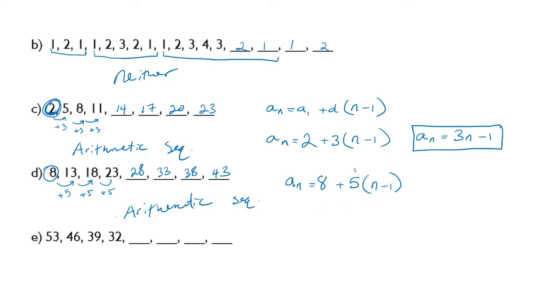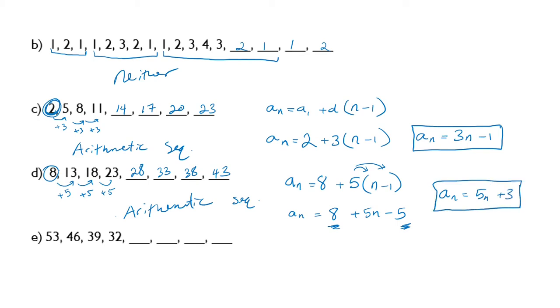And so I could distribute the 5, and you can simplify this as a sub n equals 8 plus 5n minus 5 using distribution. And now we can collect like terms. The 8 and the negative 5 makes 3. So our formula is a sub n equals 5n plus 3.